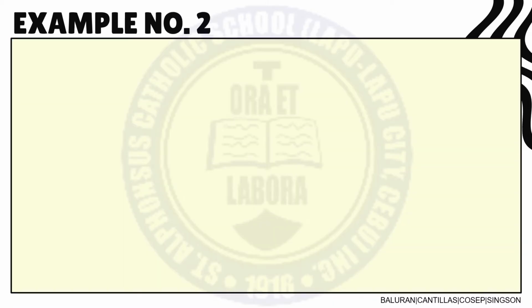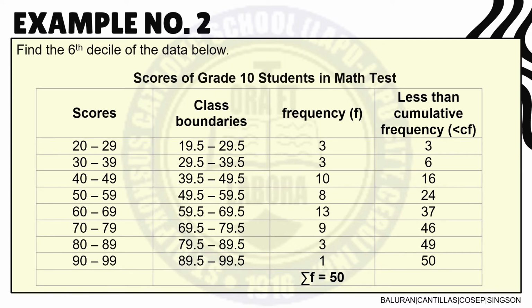Let us proceed to our next example. Find the sixth decile of the data below. Our data is all about the scores of Creighton students in their math test. So we already have this table here.